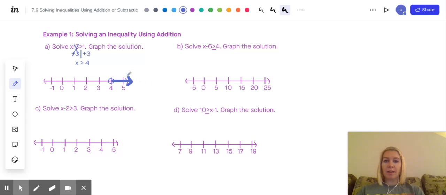Okay, so that means that any number greater than 4 is a solution to our inequality. So for example, if we said that x equaled 5, 5 is greater than 4, so that would be a solution. Let's say x equaled 100. Well, 100 is greater than 4, so that is also a solution. Okay, let's look at problem B.